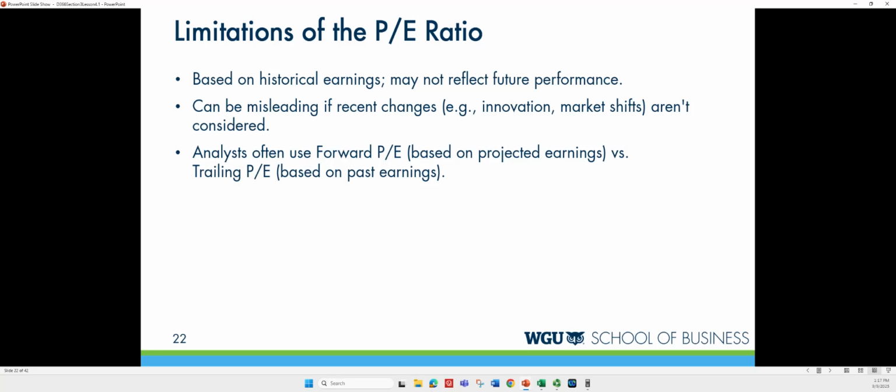And so to correct this, many analysts use forward price earnings ratios, which means they use projected earnings, and sometimes they may use trailing based on past earnings. And sometimes that's a good thing, especially during COVID, because we didn't know exactly when folks were going to come out of it. So giving them the benefit of the doubt by looking at their trailing PE was a little bit more representative for some firms.